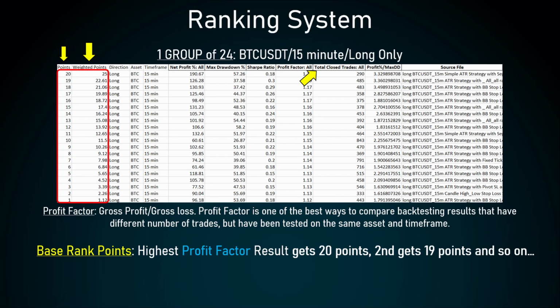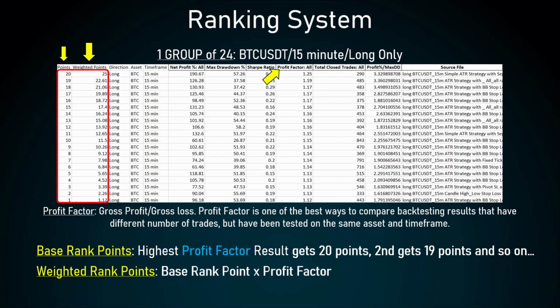That's where profit factor comes in. The profit factor is the gross profit divided by the gross loss, which means that the number of closed trades becomes irrelevant. Profit factor is the best way to compare backtest results with a different number of trades. I also added another column, the weighted points. This column is the multiplication of the base rank points and the profit factor.